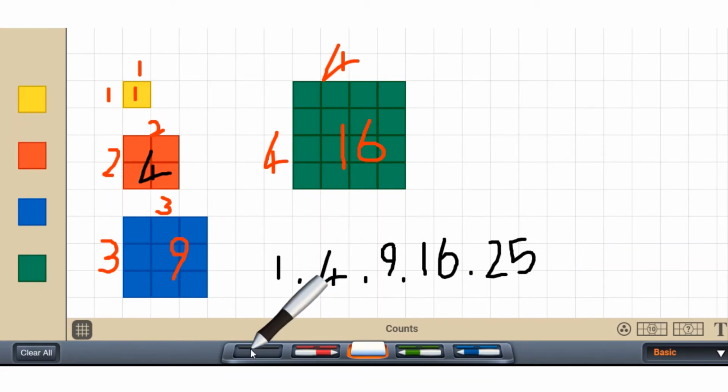This is a really, really useful number pattern to get your head round, to have a really good explore, and the best way to explore it is by drawing these squares out and really understanding why these numbers are called square numbers.